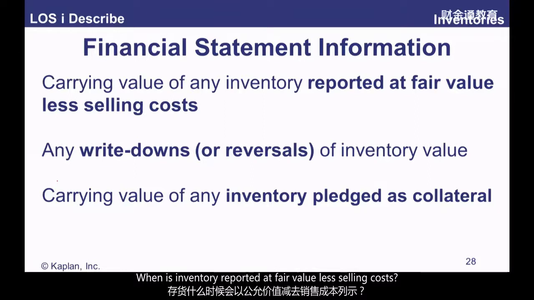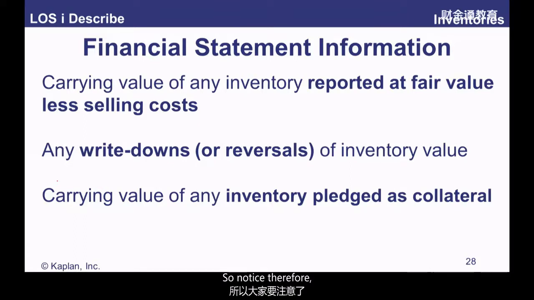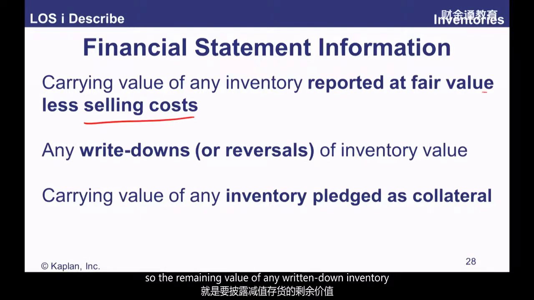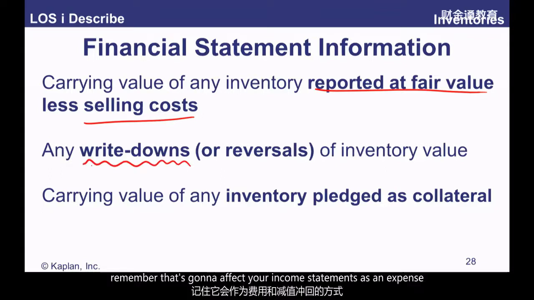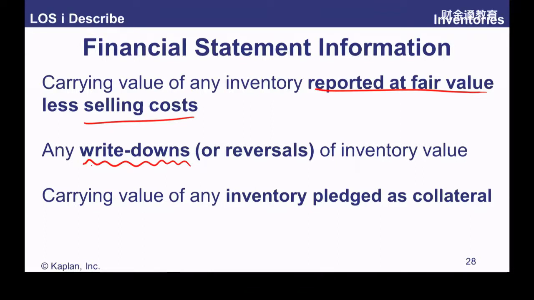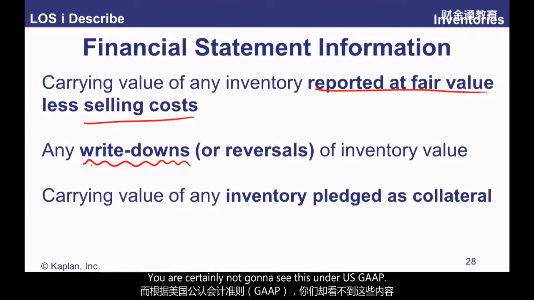When is inventory reported at fair value less selling cost? Well, typically when there's been a write-down. So notice, therefore, if there has been a write-down of inventory, we need to disclose the amount of inventory that's been written down. So the remaining value of any written down inventory, and also we need to report the write-down itself. So notice the write-down gets reported. Remember, that's going to affect your income statement as an expense and any reversals of write-downs. Well, of course, you might see those under IFRS, but we're certainly not going to see them under US GAAP.